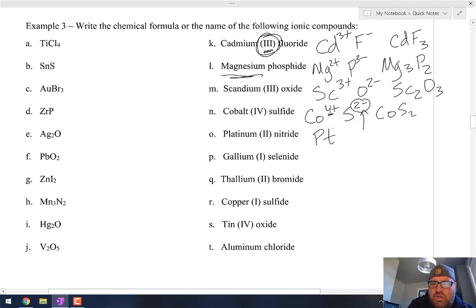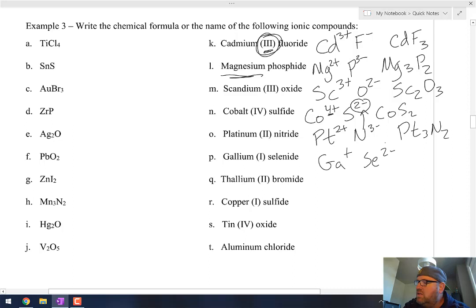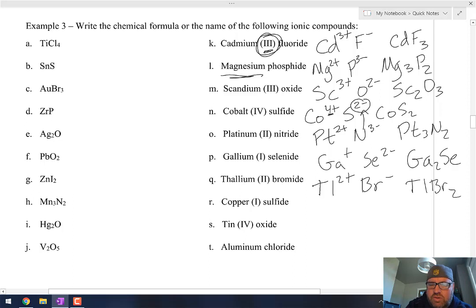Okay, platinum 2 nitride is platinum with a +2 charge. Nitrogen with a -3 charge, so it's Pt3N2. Gallium 1 selenide would be Ga+, and then Se. Selenium has a -2 charge, so that would be Ga2Se. Thallium is Tl with a +2 charge. Bromine has a -1 charge, so TlBr2. See how this Roman numeral really helps?